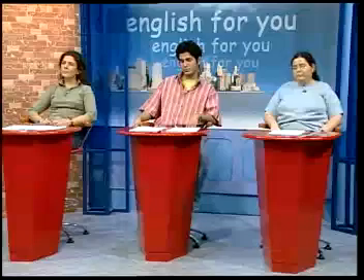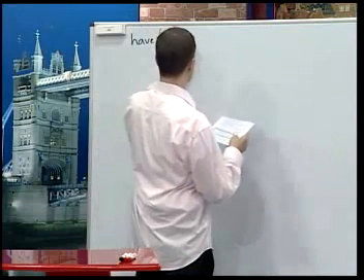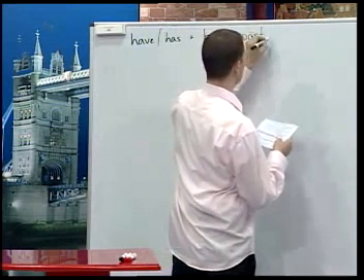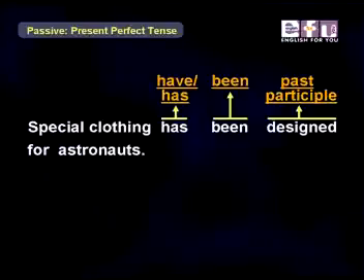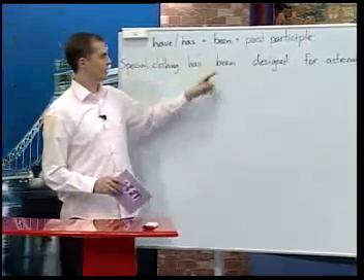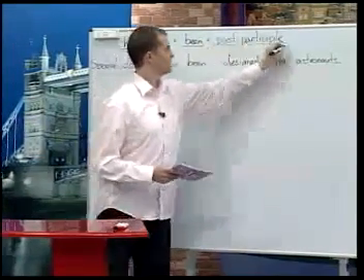To form the passive voice of the present perfect tense, we use have or has plus been plus past participle. So, for example, special clothing is our subject. Now that is has been designed for astronauts. Special clothing has been designed for astronauts. Have and has been past participle.